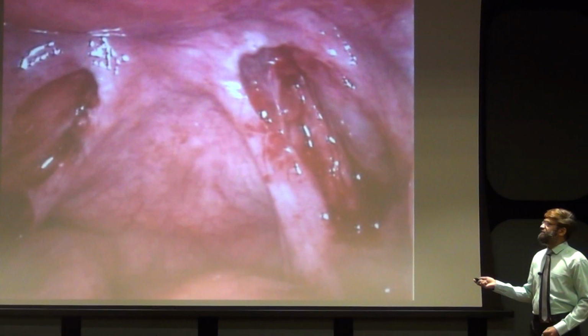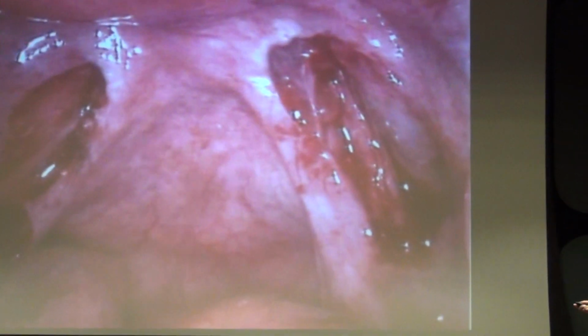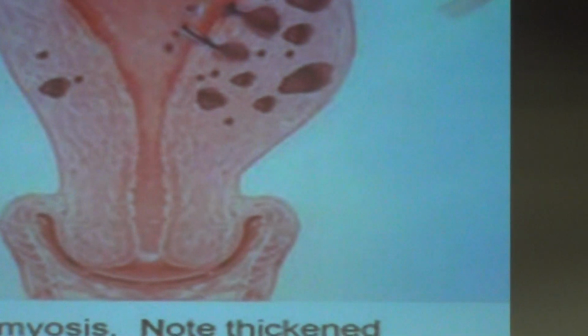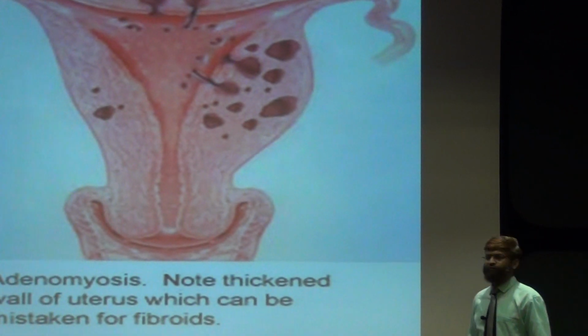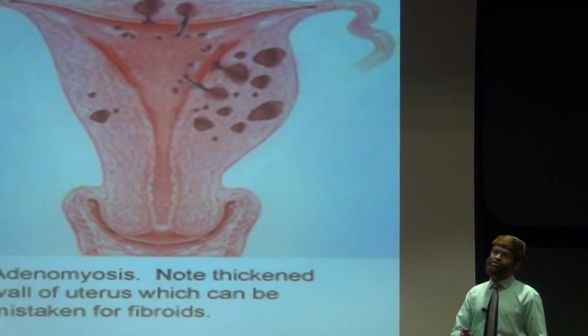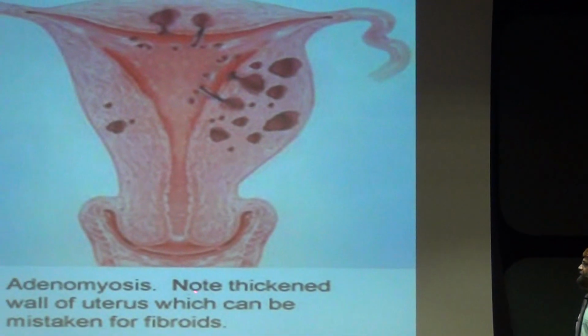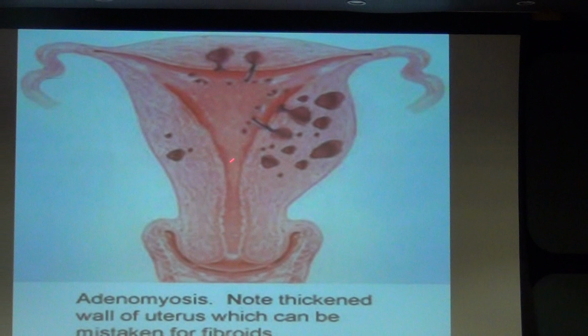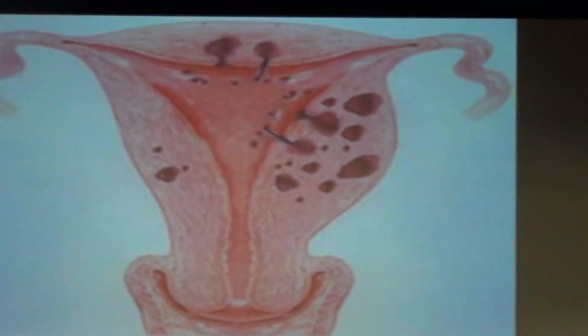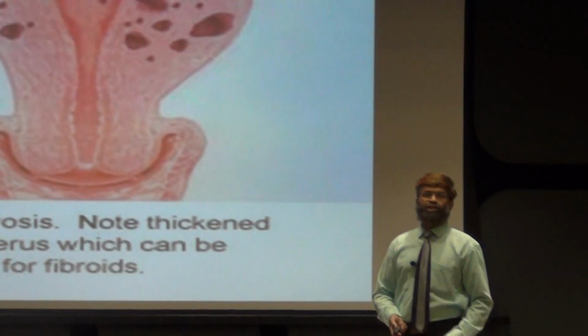As I just mentioned, the chocolate cyst of ovary can be seen here, more here the bleeding part. Here again is a photograph of adenomyosis, that is endometriosis interna. Here note the thickened area of the wall of the uterus, which can be mistaken for fibroids. So in the DD part, fibroids can also be included because fibroids mimic endometriosis.